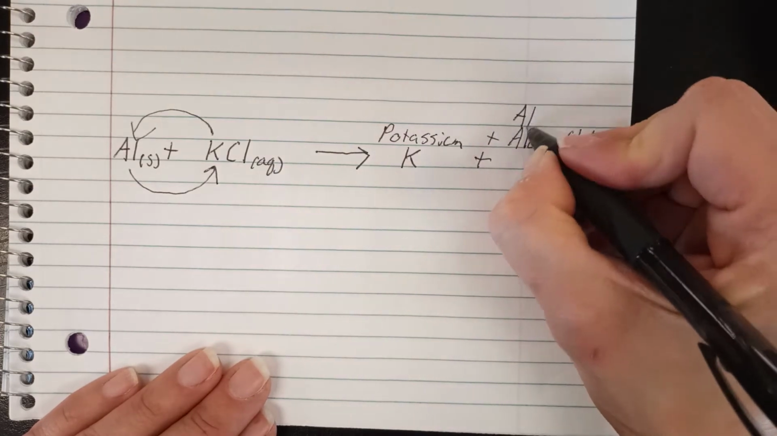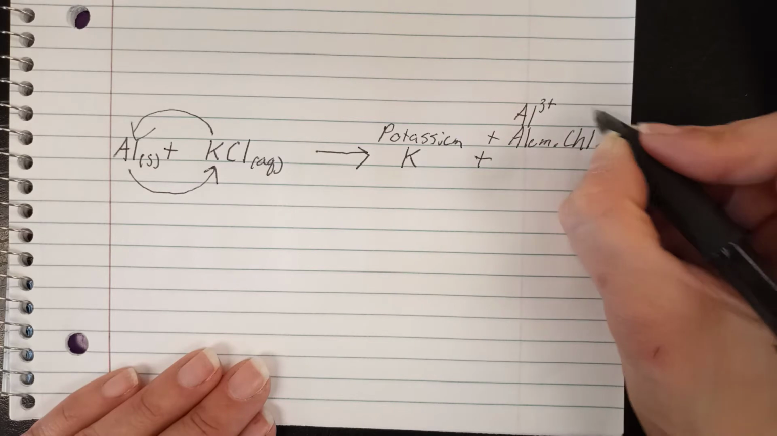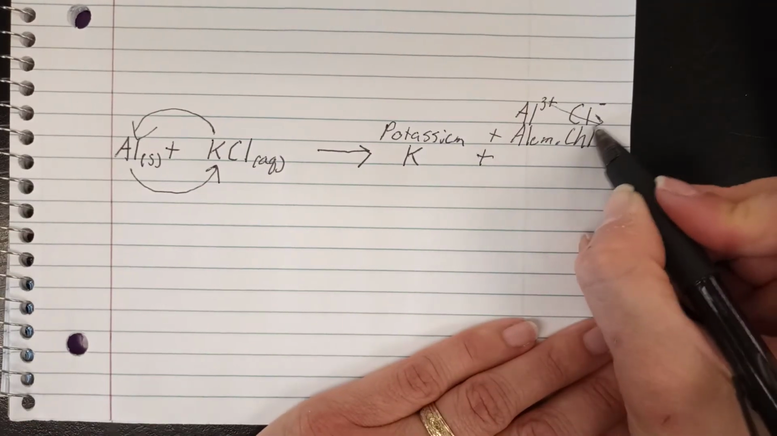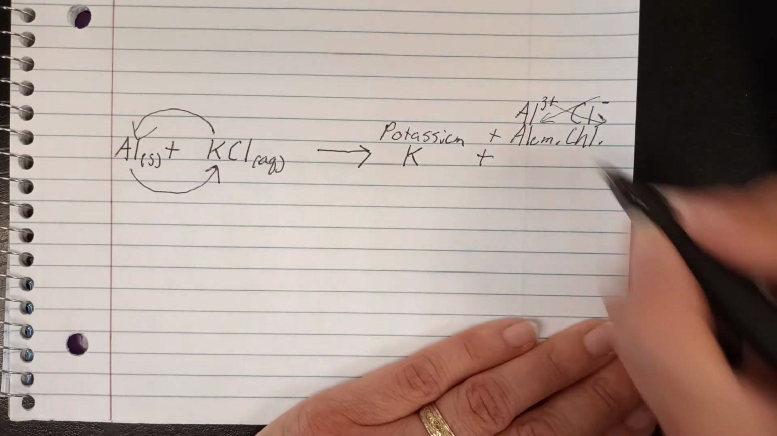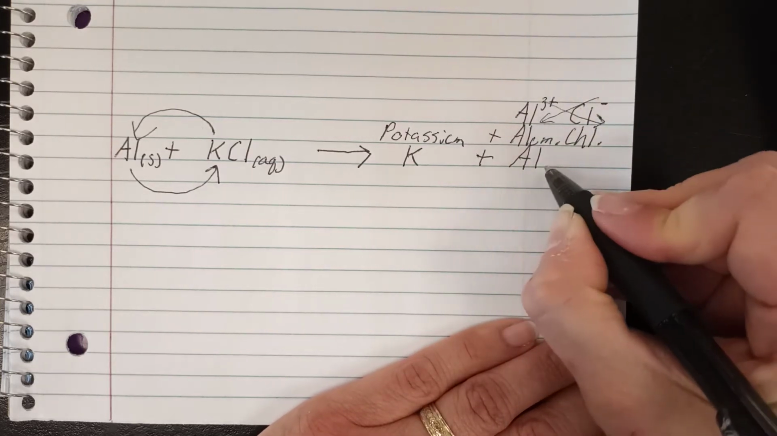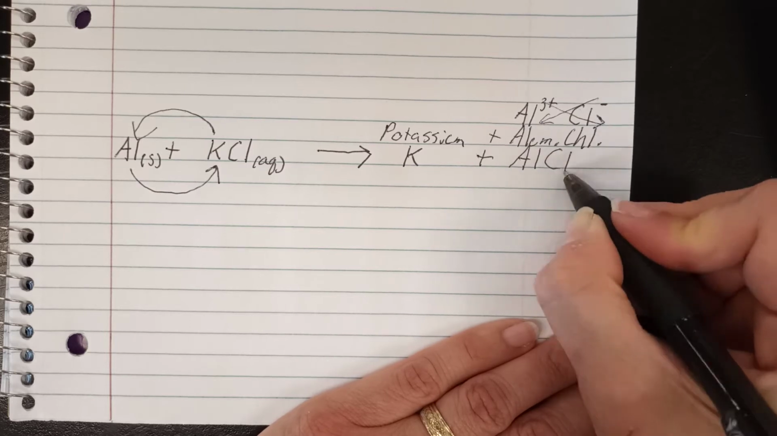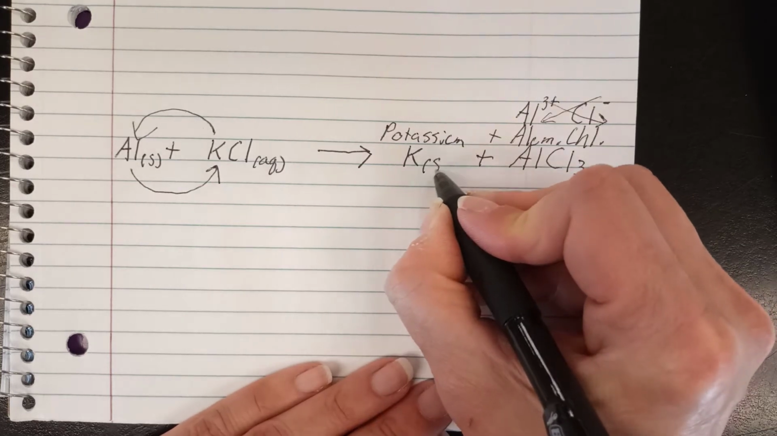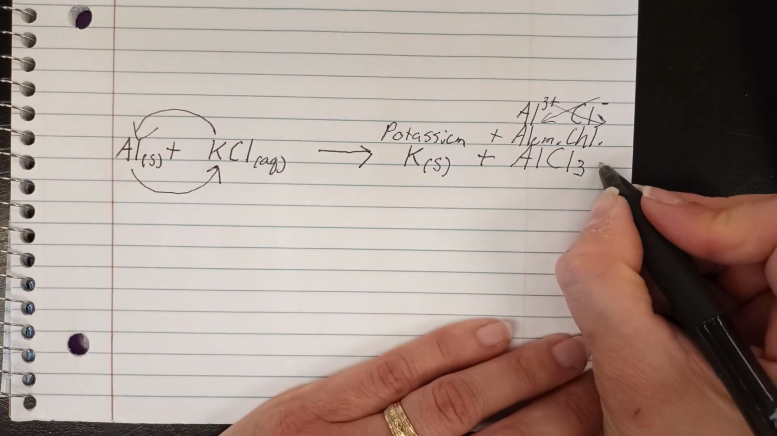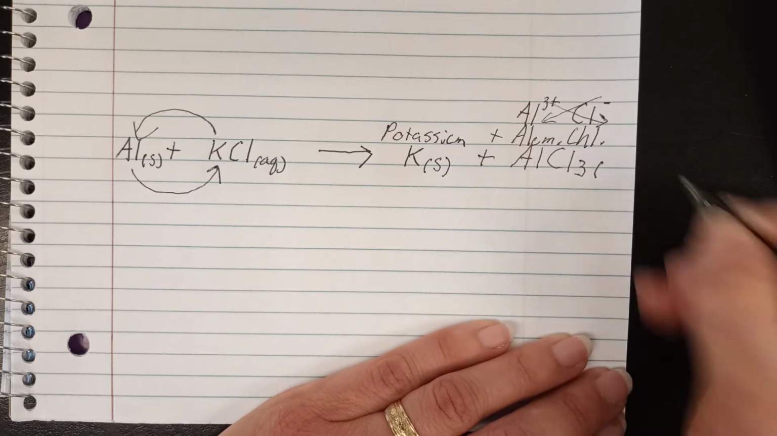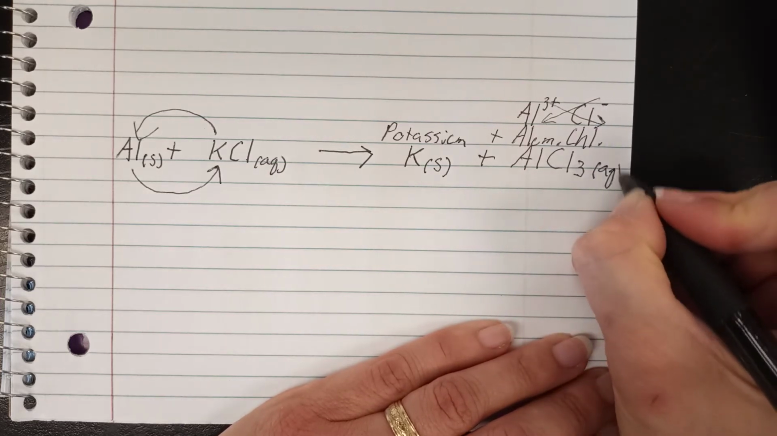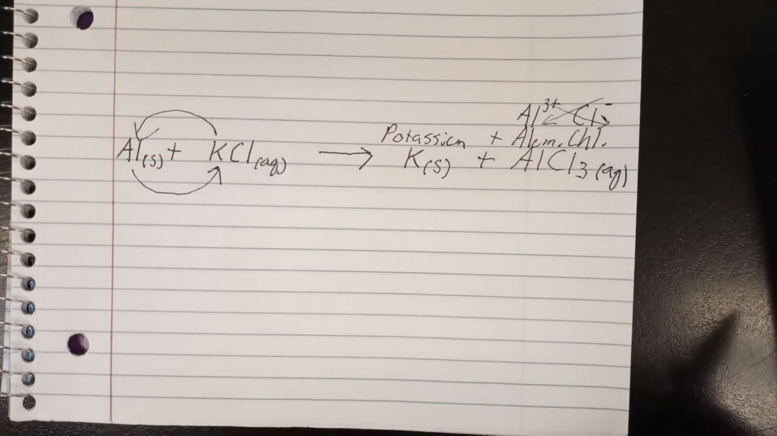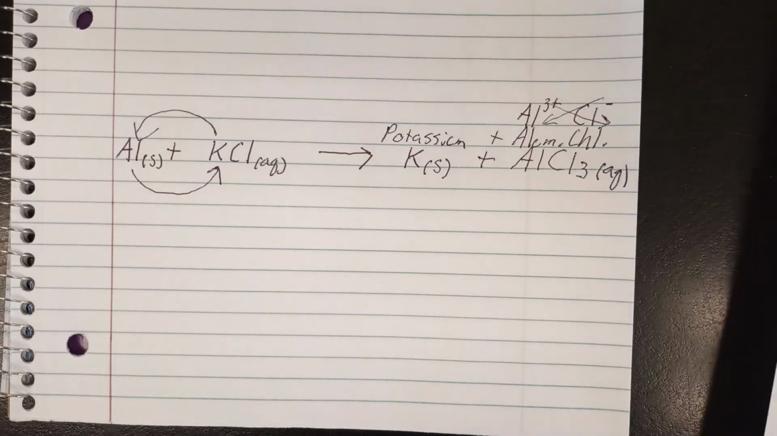Well, aluminum is a 3+ ion, and chloride is a Cl-. Remember, we need to switch those charges, so I end up with an Al with no subscript, Cl, and that's going to have a 3. Again, phase labels: your metal is going to be a solid. Your ionic compound over here is probably going to be aqueous. We could check the table that I'll talk about in the next video, but we don't care that much. We're just going to assume.